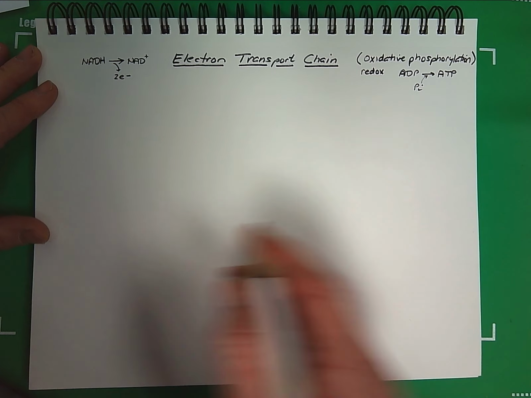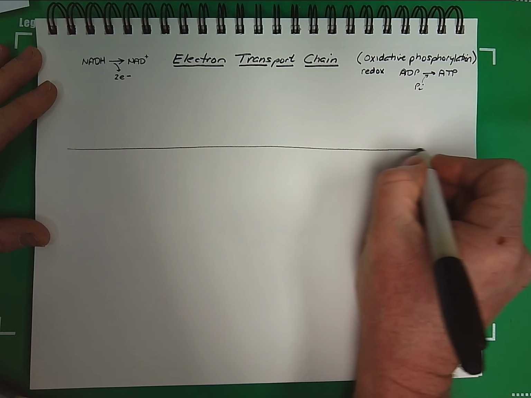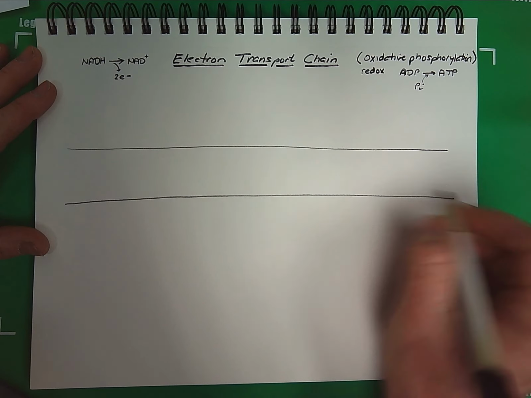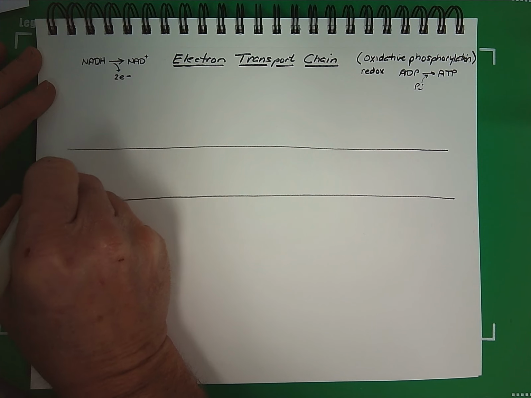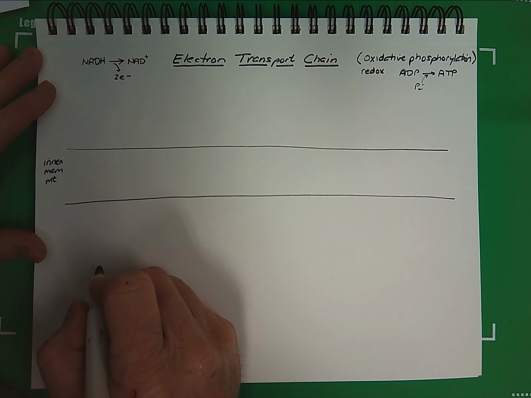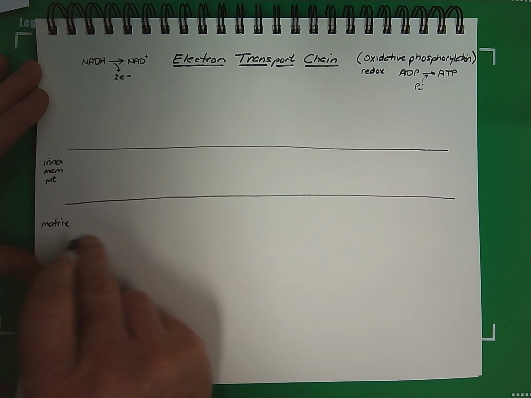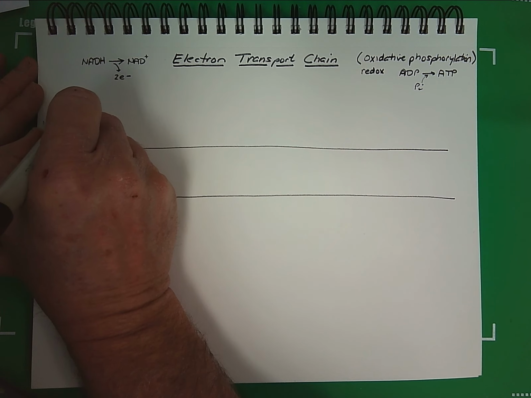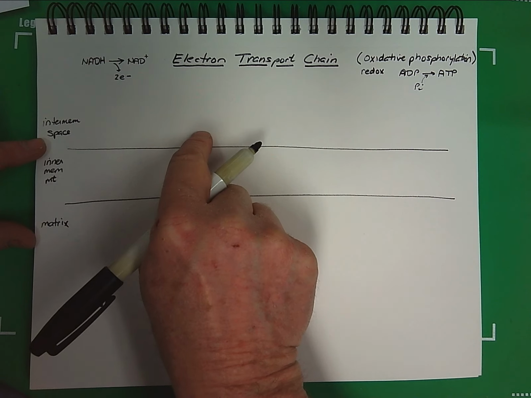Now let's take a close look at the components of the electron transport chain. Again, this process is going to occur in the inner mitochondrial membrane. So this is the inner membrane of the mitochondria. Now, the orientation is critical in this process, and so the mitochondrial matrix, I'm drawing it at the bottom, and the intermembrane space will be on the opposite side of the membrane.